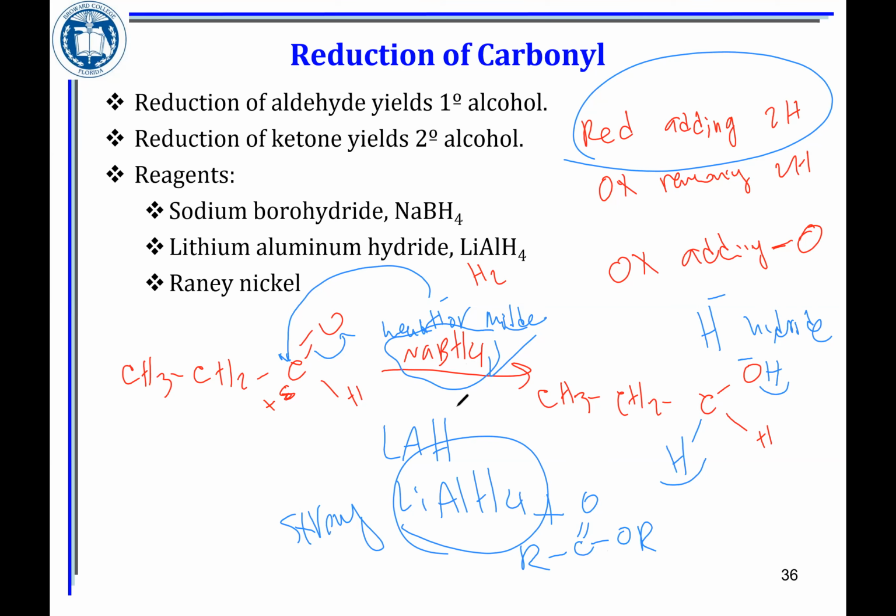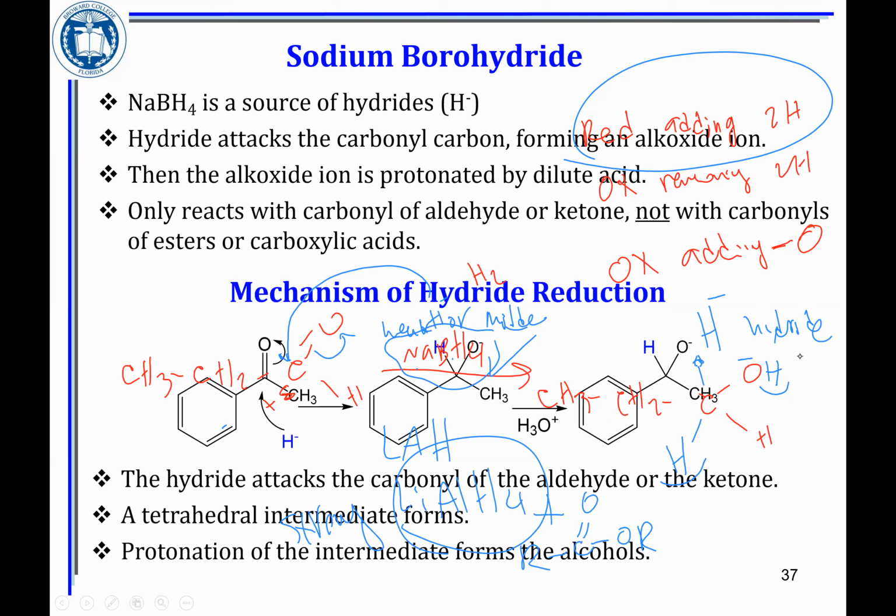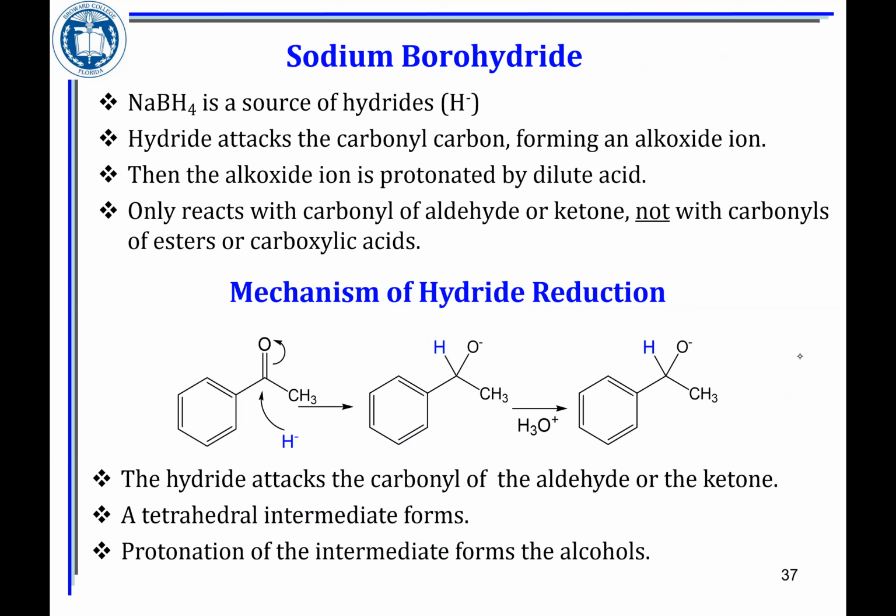So definition for reduction is adding 2 hydrogen. The reagent that you are using for reduction is sodium borohydride. The reactant is aldehyde. Product is primary alcohol, and you want to pay attention to that. If the reactant is ketone, then the product is going to be secondary alcohol. So in this case, your reactant is a ketone.